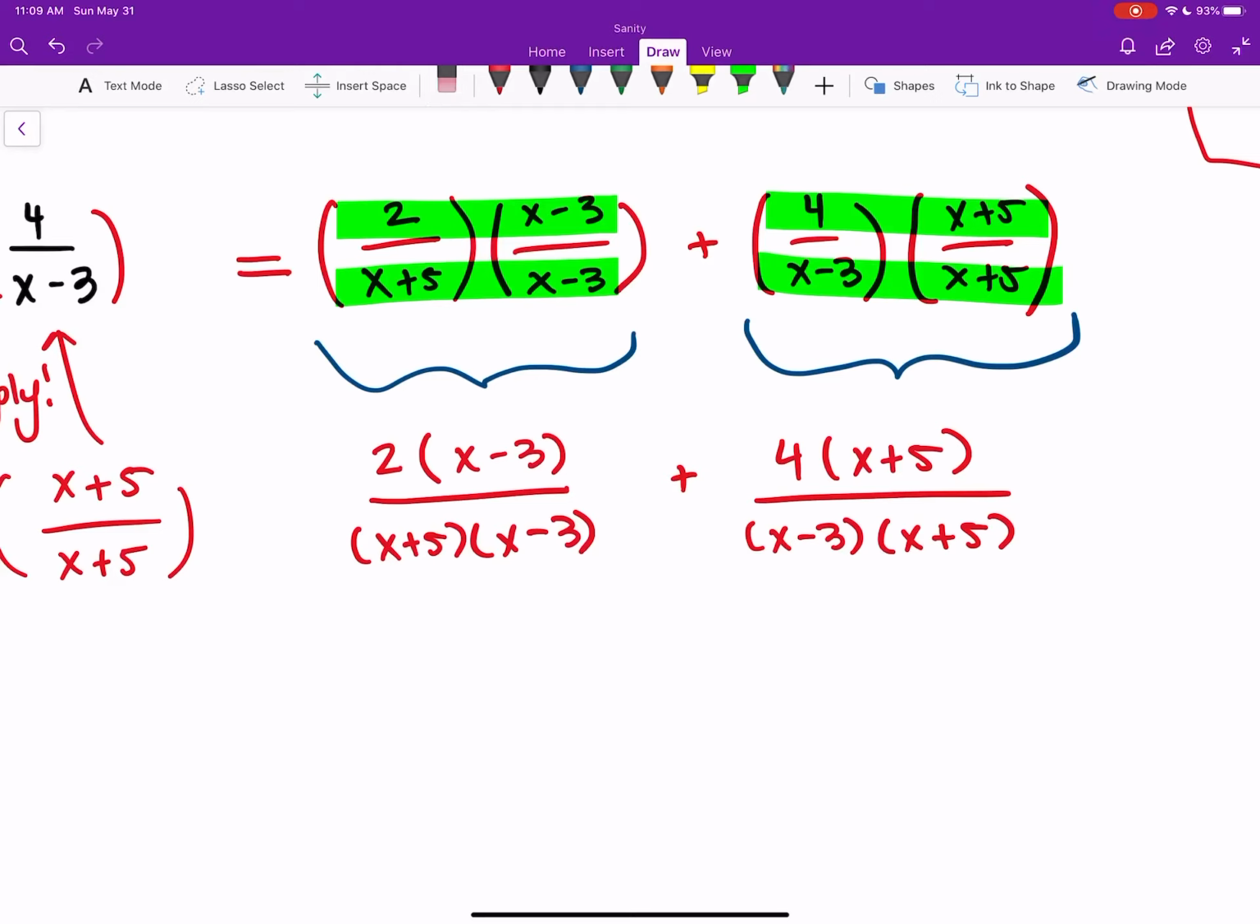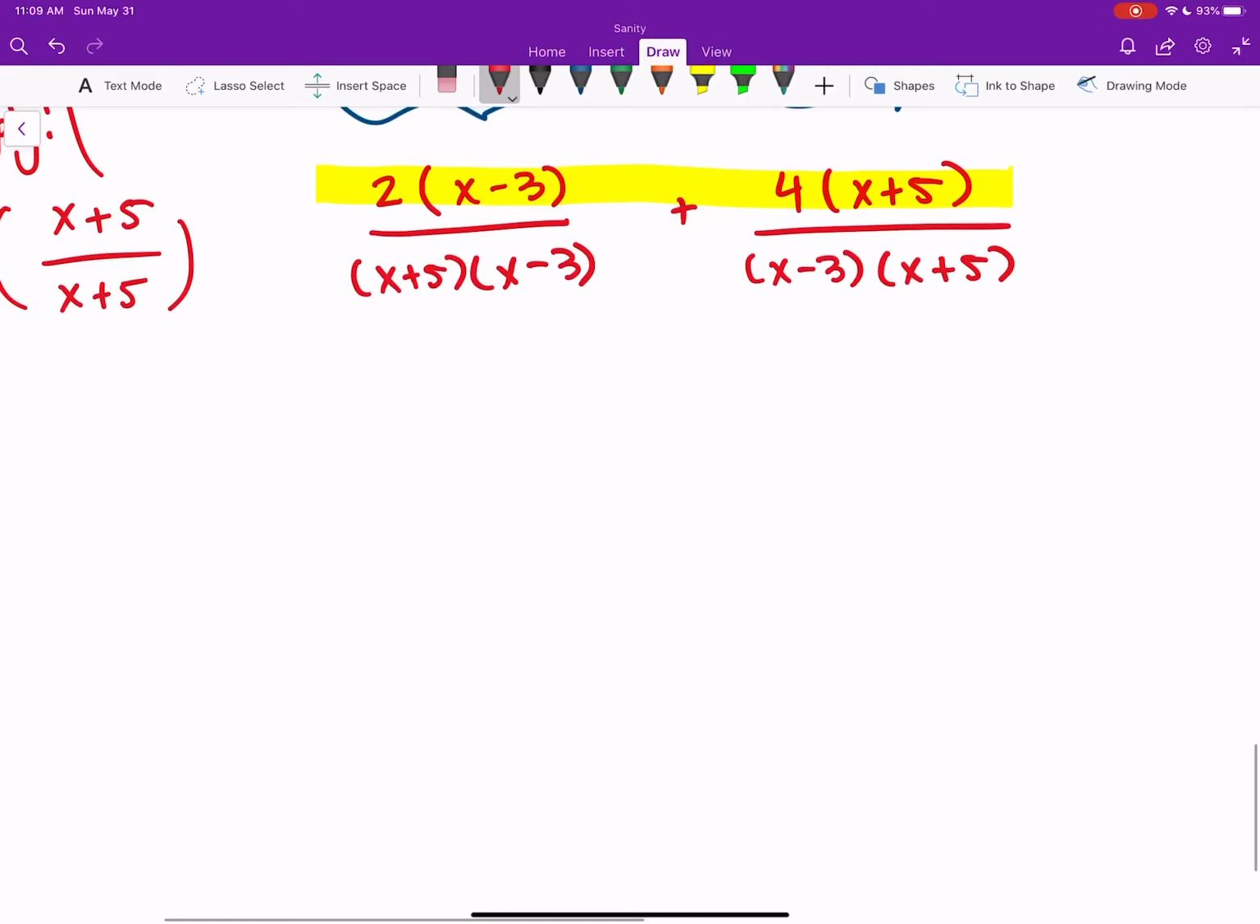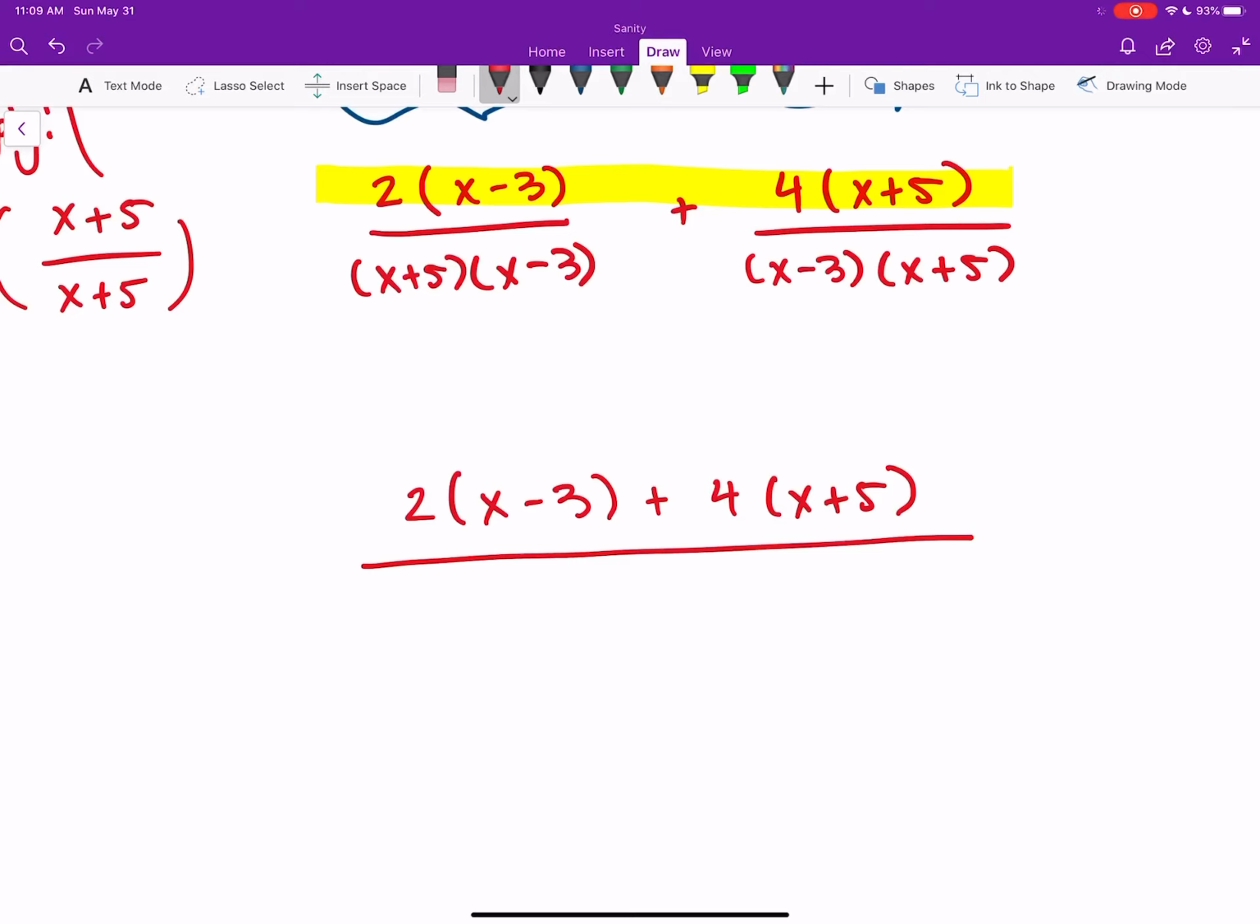So now I can just add these just like fractions. When you add like fractions, you add straight across the numerator, but you keep the same denominator. So adding straight across the numerator, I'm going to write this all step by step. It's 2 times x minus 3 plus the numerator in the other term, 4 times x plus 5, being divided by, what was our common denominator? x plus 5 times x minus 3. And then we can simplify as much as we can.